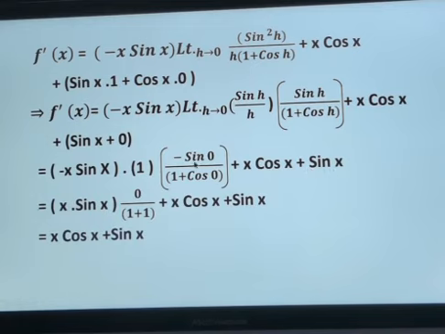That goes to 0 and this term all goes to 0. So we are left with x cos x + sin x.